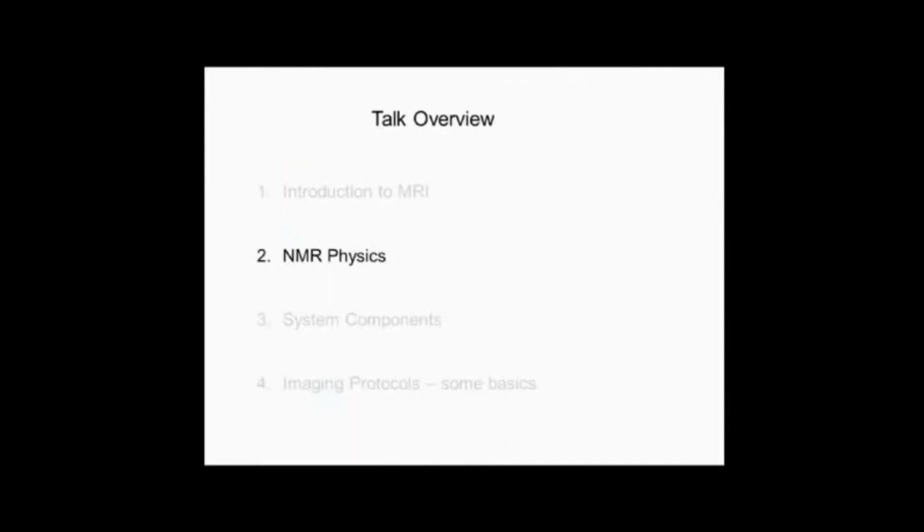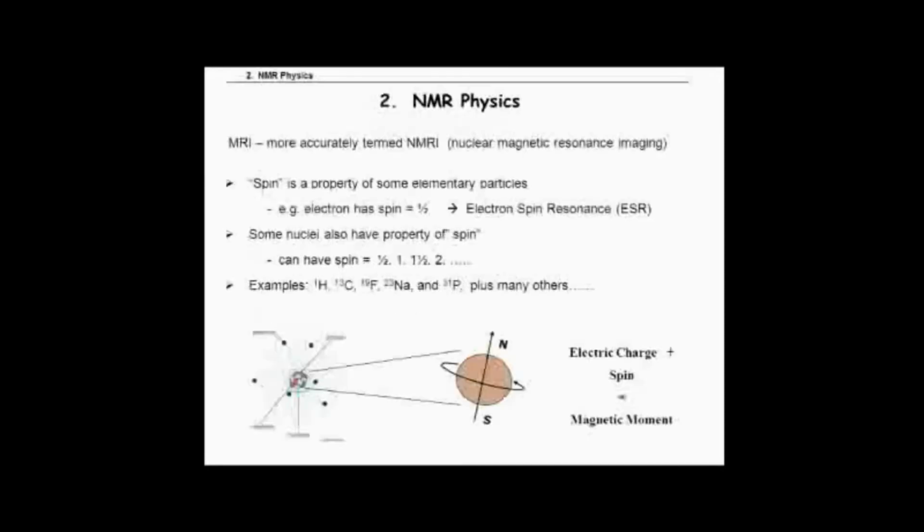Okay, so just to move on to talk about the underpinning physics of nuclear magnetic resonance. The technique is commonly called MRI, but it's really more accurately termed nuclear magnetic resonance. The nuclear term was dropped, I suppose, when they were trying to popularise the technique back in the 70s and 80s. It's based around this fundamental property of many particles called spin. It's related to angular momentum, and it's a fundamental property of some elementary particles.